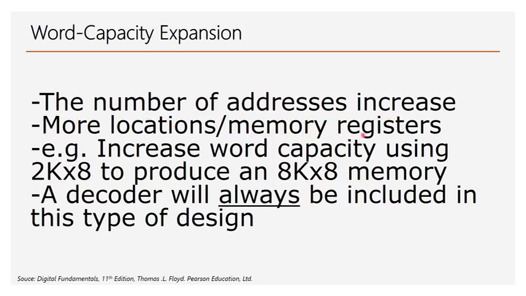And if I've got more memory registers, if I go from a 2K to a 4K, that also means that the number of address lines will definitely increase. The addresses will be more. So let's look at an example. If I want to increase the word capacity and I've only got 2K by 8, and I want to expand it to become an 8K by 8, I have expanded the memory locations from 2K to 8K. And what I want to mention here is if you do a word capacity expansion, a decoder will always be included in this type of design. Always, always, always. Just make sure you've always got a decoder.